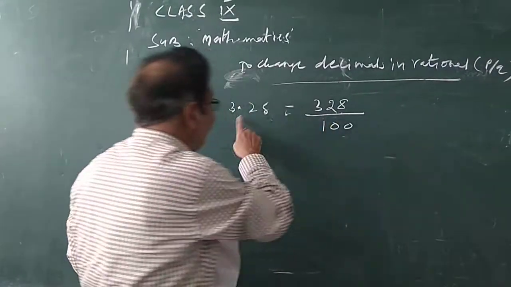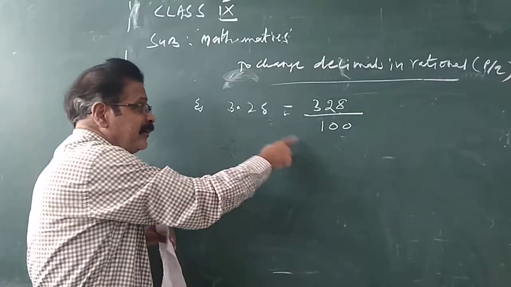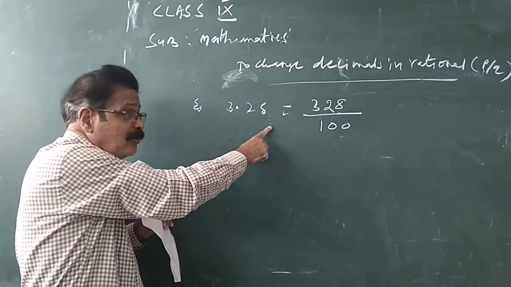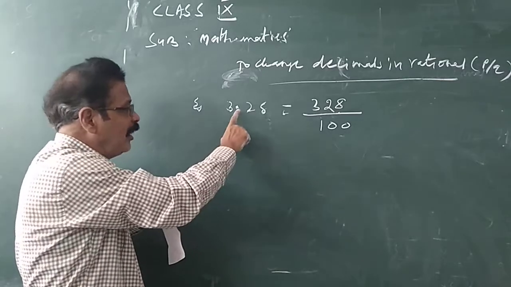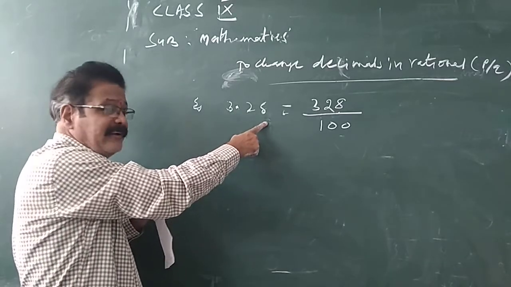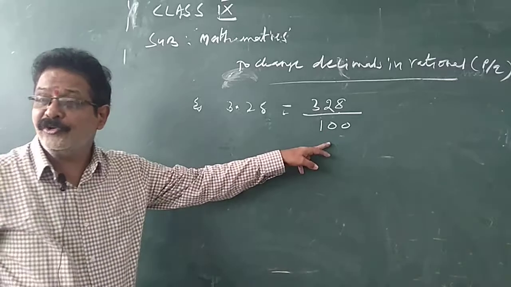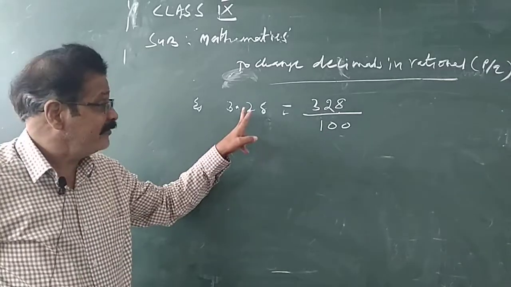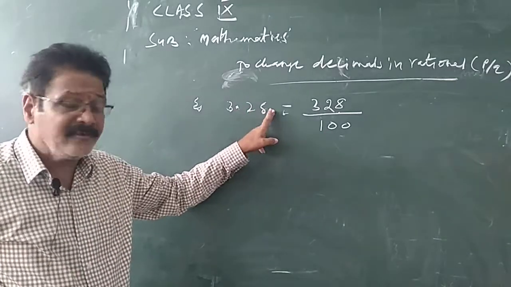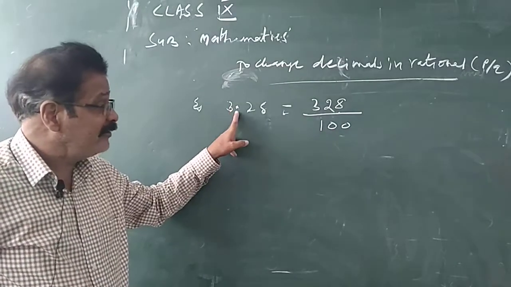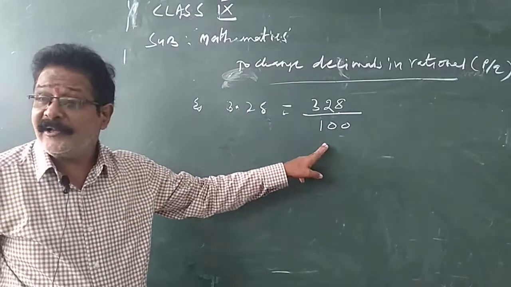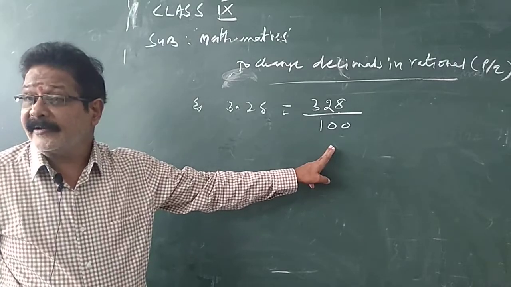If there are 3 digits after the decimal, write 1000. If there are 4 digits after the decimal, you have to write 4 zeros, that is 10,000. So after the decimal, how many digits here? 2 digits. We have to write 2 zeros, 2 zeros means 100. After the decimal, there are 3 digits. We have to write 1000, that is after 1, 3 zeros.